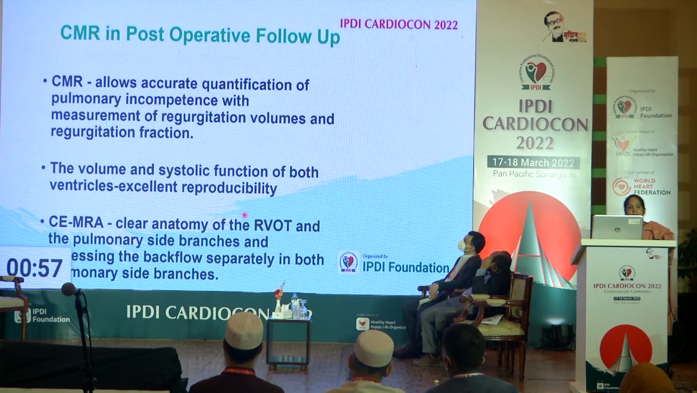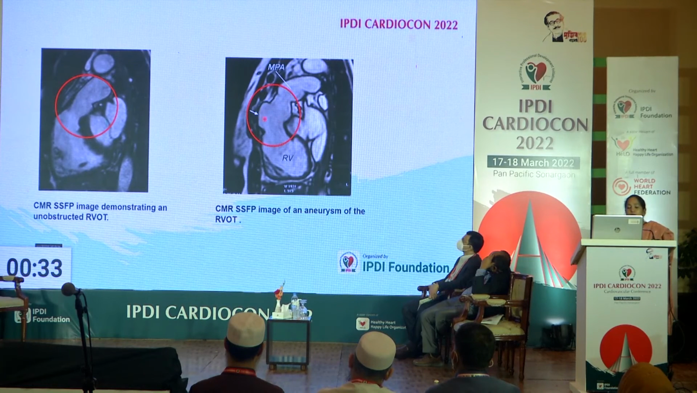And I said MRI is important in post-operative follow-up because it accurately quantifies the pulmonary regurgitation and the regurgitant fraction. It also clearly depicts the anatomy and RVOT. So this is the post-op CMR in sagittal view, and you see that there is no stenosis or residual obstruction. In other cases you can see that there is an aneurysm in the RVOT. This is a common complication after surgery.